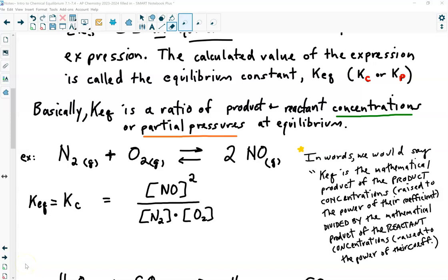And now you can see why it's a constant. Because the concentration of NO doesn't change once you've reached equilibrium, and the concentrations of N2 and O2 don't change. So the value for KEQ will be constant if you measure the equilibrium concentrations and plug them in. And that's what we're going to do in a few minutes. I'll give you a scenario and we'll calculate the value of KEQ.